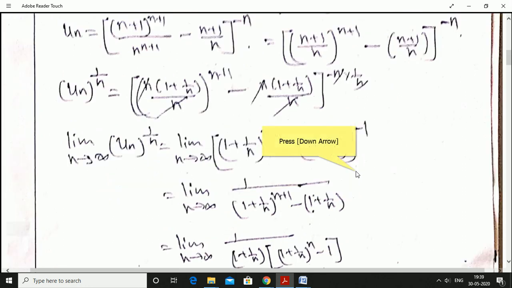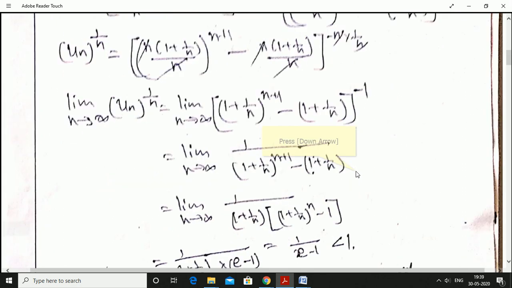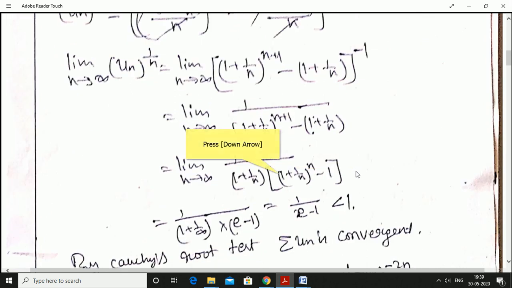Now take the limit as n tends to infinity. Whole to the power of minus 1 is there, that can be written as 1 divided by this term. Limit as n tends to infinity, 1 divided by (1 plus 1 by n) power n plus 1 minus 1 divided by (1 plus 1 by n). In both the terms, 1 plus 1 by n is common. If I take that outside, remaining is (1 plus 1 by n) power n remains here minus 1.